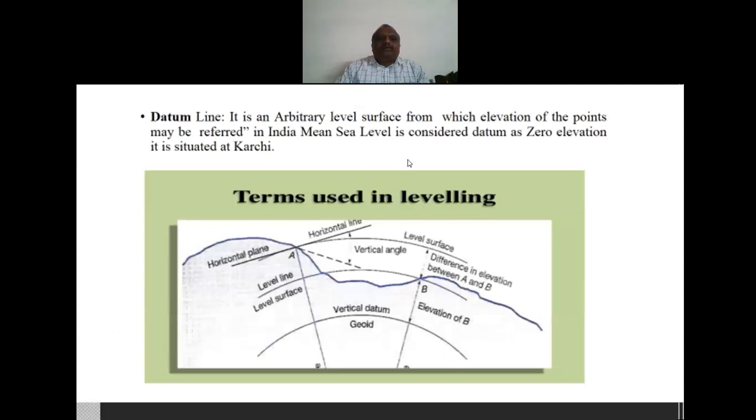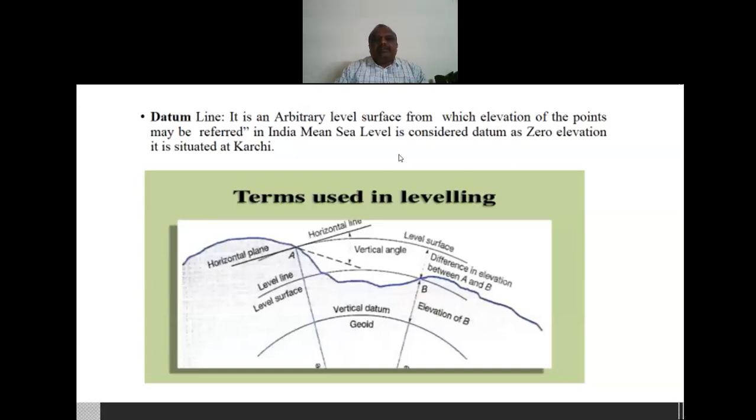So we will move on to the basic terminologies we use in leveling. One by one we will discuss them. This figure shows all the basic terms used in leveling. First we'll move on to level surface. What do you mean by level surface? It is a curved surface, every element of which is normal to the plumb line or direction of gravity. The surface of still water is a truly level surface.